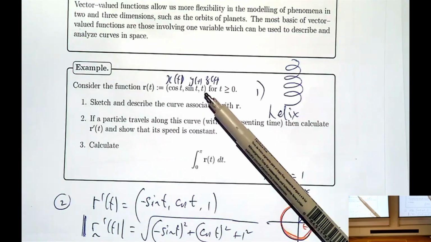Just take the limit of cos T as T approaches 0, the limit of sine T as T approaches 0, and the limit of T as T approaches 0. And what's your answer going to be? It's going to be a vector, something like 1, 0, 0. So the limit will be a vector, just like the derivatives, just like the integral. You put a vector in, you get a vector out. Other questions? Not difficult, but you need to know what to do.